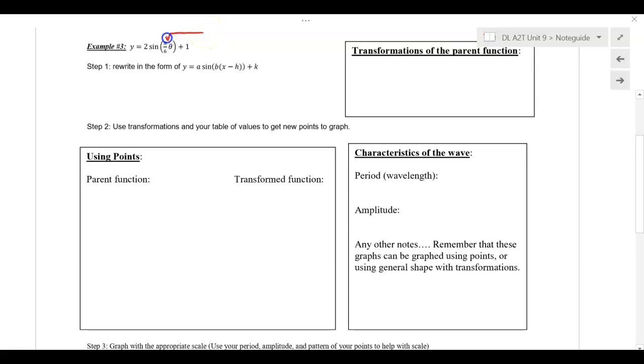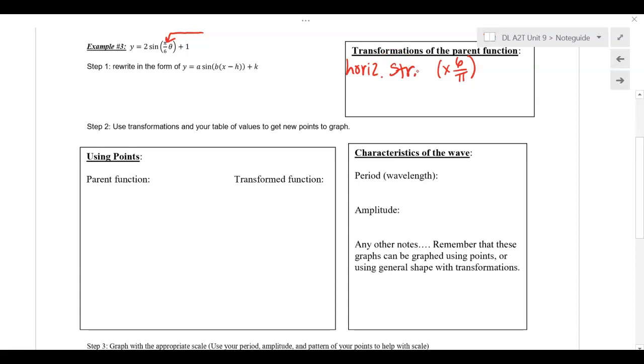I just want to point out here that the horizontal stretch or compression is pi over 6, which means it's going to end up being a horizontal, let's see, things would get multiplied by 6 over pi. 6 over pi is like 6 over 3.14, which is a little bit less than 2, but it is more than 1. So this will be a stretch.